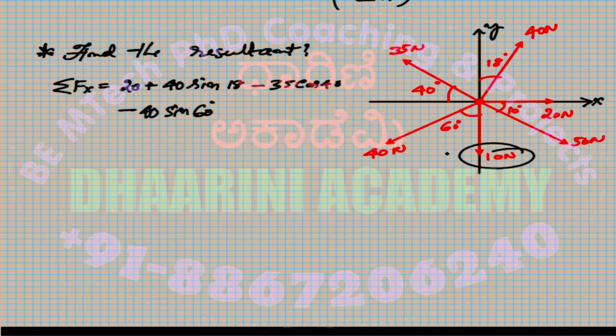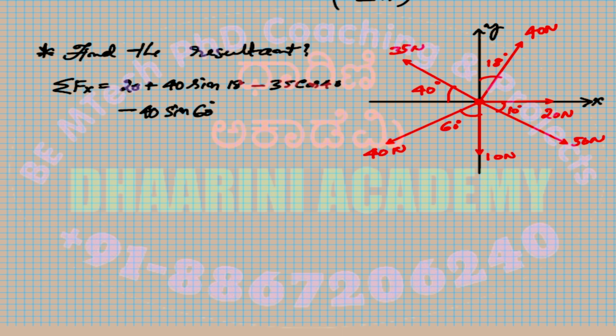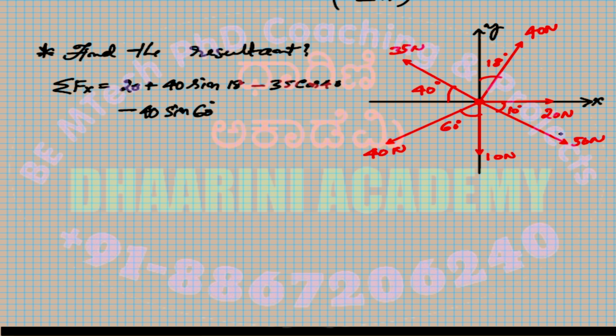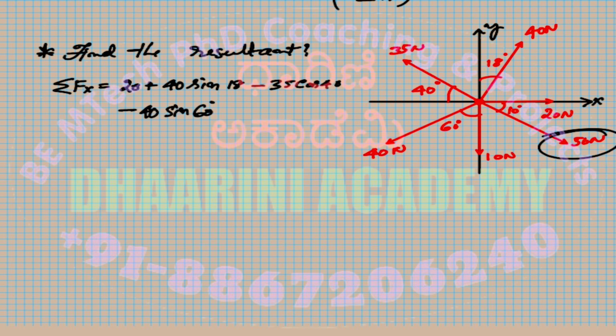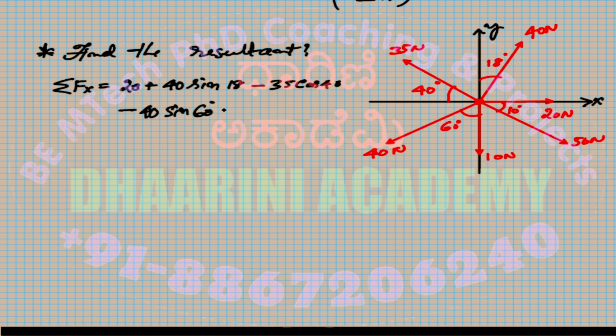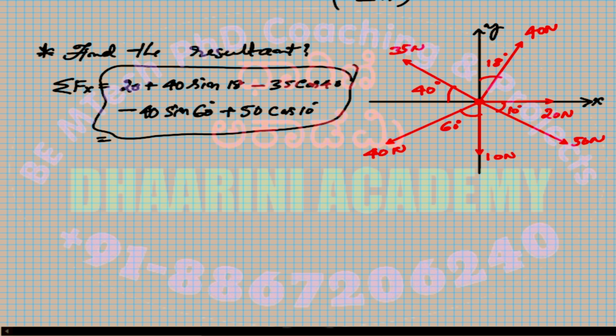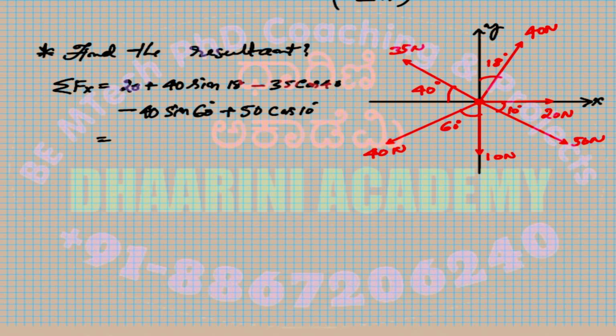Then you see the 10 Newton is along the y axis, no component along the x axis, right? So perfectly along the y axis means no component along the x axis. So you don't have to write that. Then we'll come to the 50 Newton force. This 50 Newton force is in the fourth quadrant, so the x component is positive. So plus 50, angle is given with respect to the x axis, so cos 10 degrees. So take this and evaluate this complete equation so that you get the total component along the x axis.